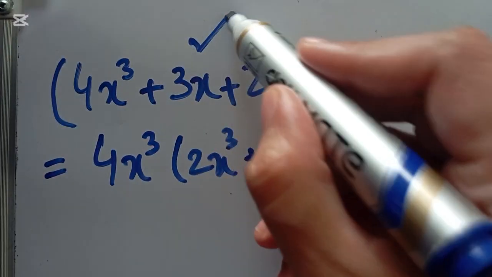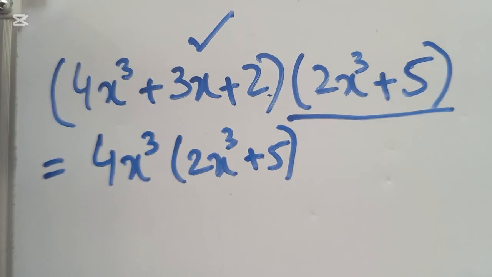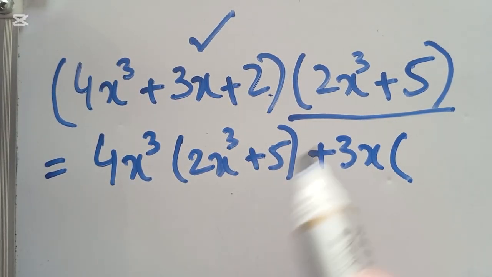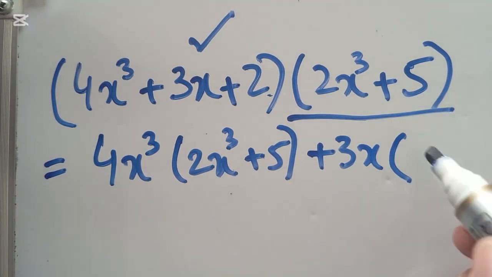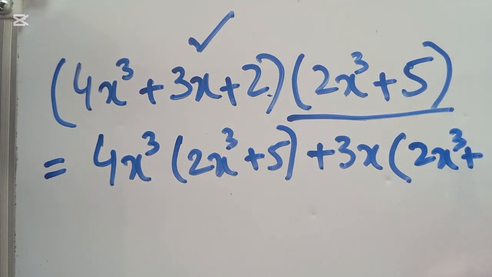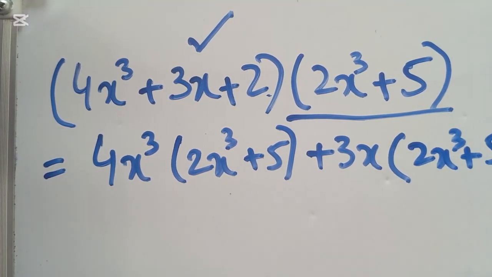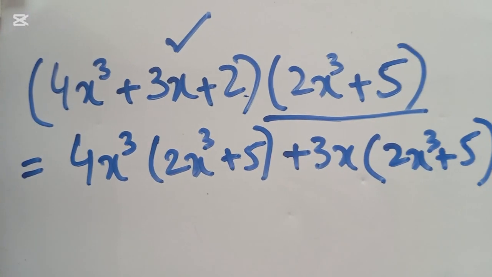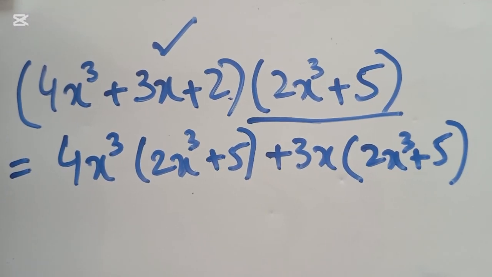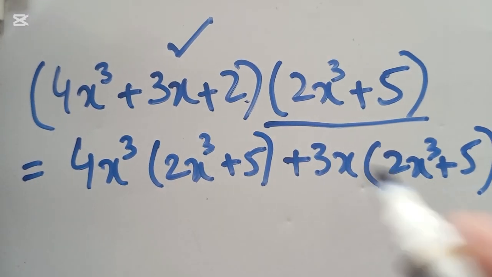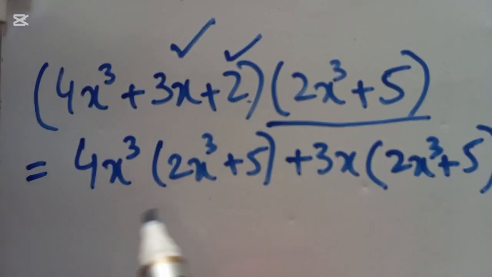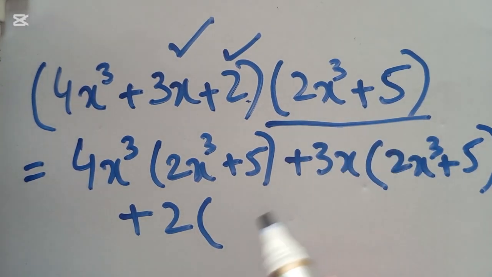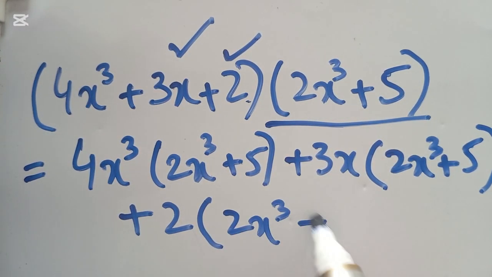Then take the second term of the first polynomial, that is 3x, and multiply it with the second polynomial, that is 2x cubed plus 5. Then go to the third term, that is 2. This 2 is going to multiply with this second polynomial, that is 2x cubed plus 5.